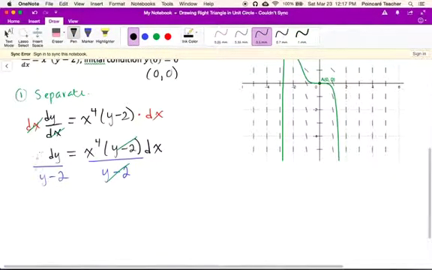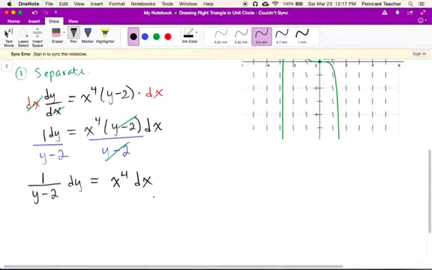So technically here on the left side, this y minus 2 is in the denominator of dy. And so I'm going to write it like this: 1 over y minus 2 dy. I want to write the dy so it's being multiplied to this instead of keeping it in the numerator. And then the right side will be x to the fourth dx. So that's the separation step.